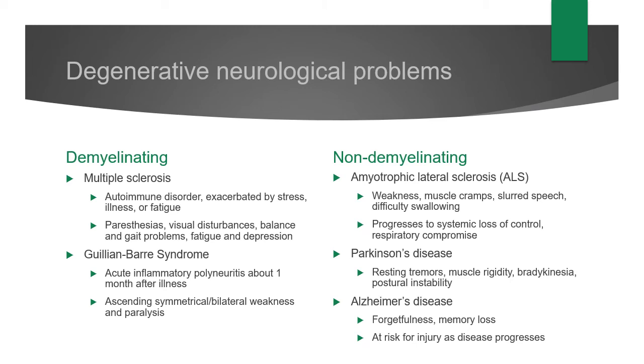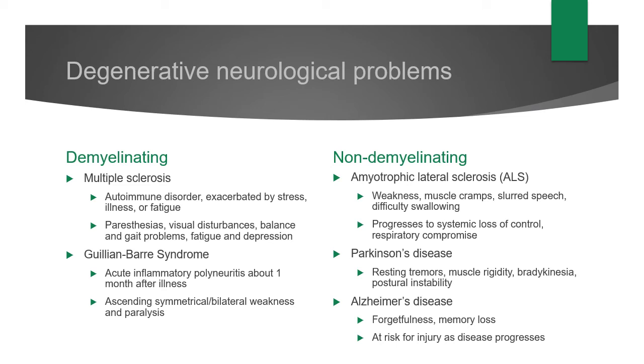Non-demyelinating degenerative neurologic problems include ALS, Parkinson's disease, and Alzheimer's disease. So ALS involves the destruction of motor neurons that lead to a total loss of motor function. And we see weakness, stiffness, muscle cramps or spasms, slurred speech, difficulty swallowing. The upper motor neuron damage causes the spasticity, while the lower motor neuron damage causes flaccidity. Treatment really is symptomatic. Baclofen for spasms, stool softeners and laxatives for bowel care, tricyclic antidepressants for things like pain and secretions, and then CNS stimulants for weakness and fatigue.